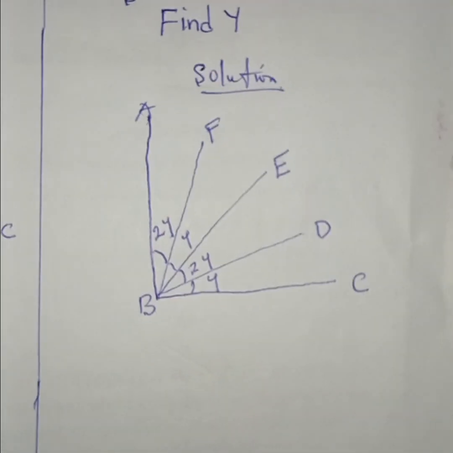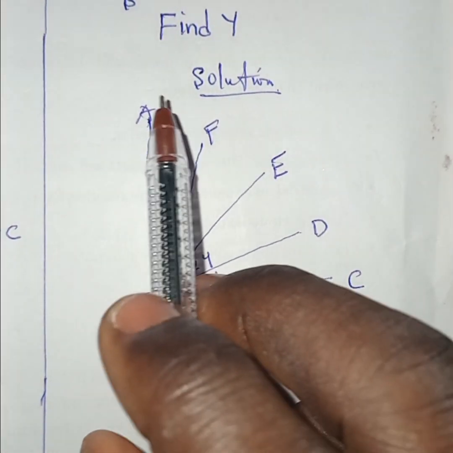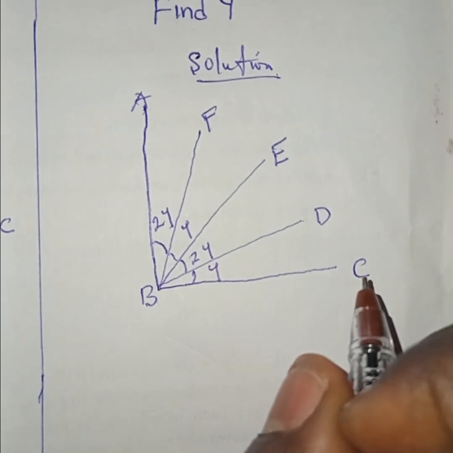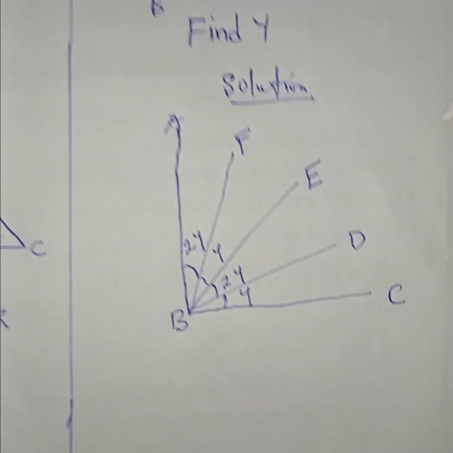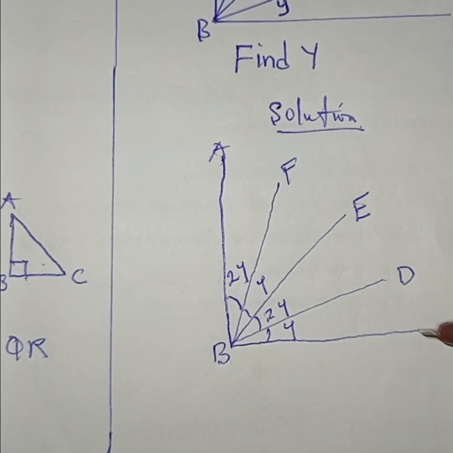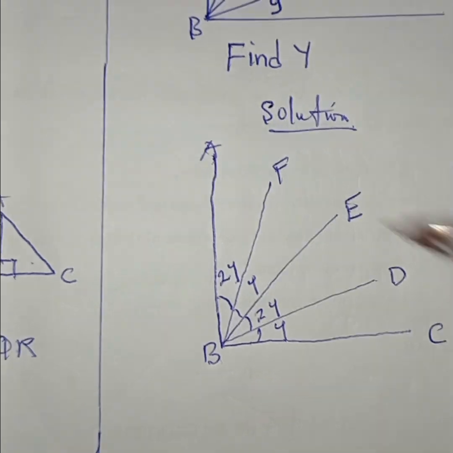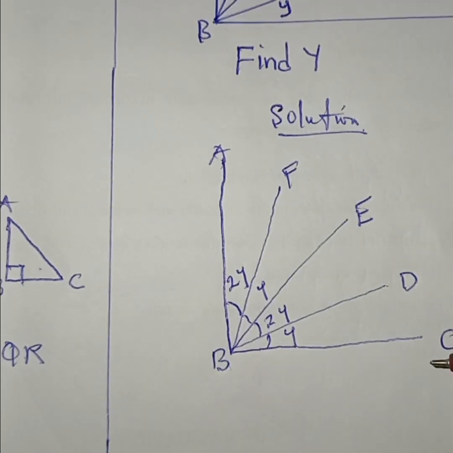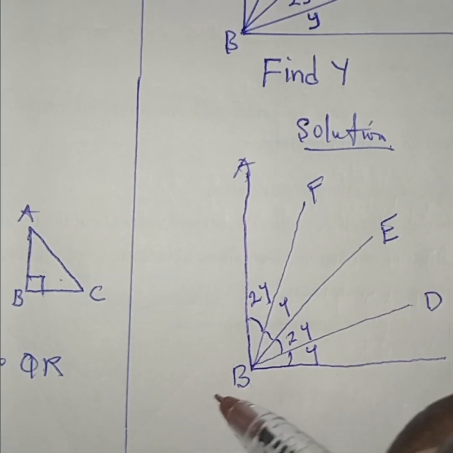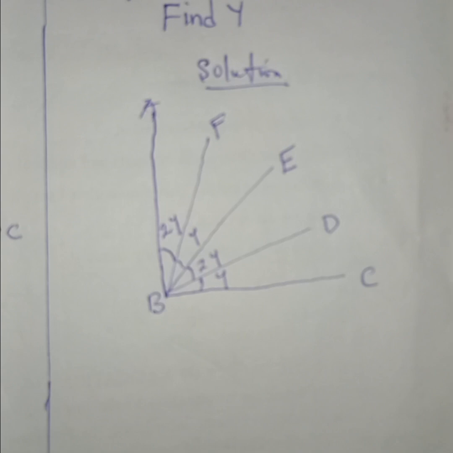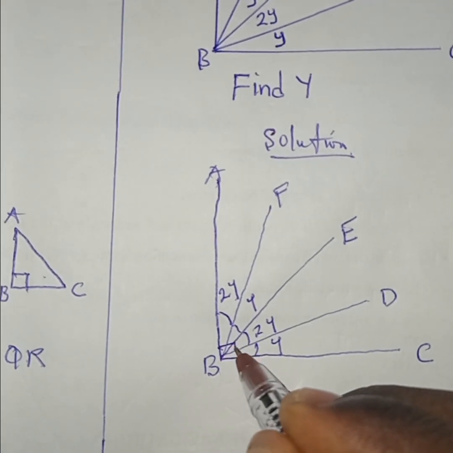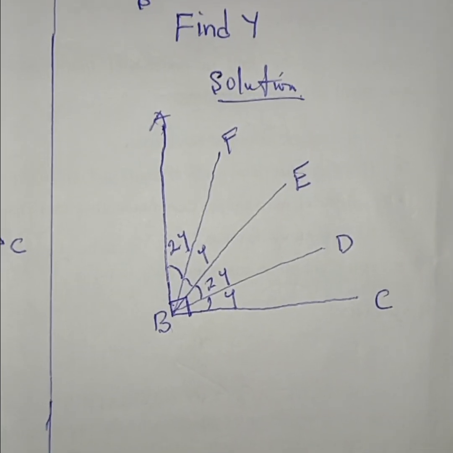Now, if you look at this diagram very well, you'll find out that AB is perpendicular to BC. What does it mean? It means that AB is a vertical line standing on this horizontal line, this BC. So that is what? A perpendicular line. And the angle that a perpendicular line makes with a horizontal line is always what? 90 degrees. So it means that everything inside this diagram is equivalent to what? 90 degrees. Are you getting it?